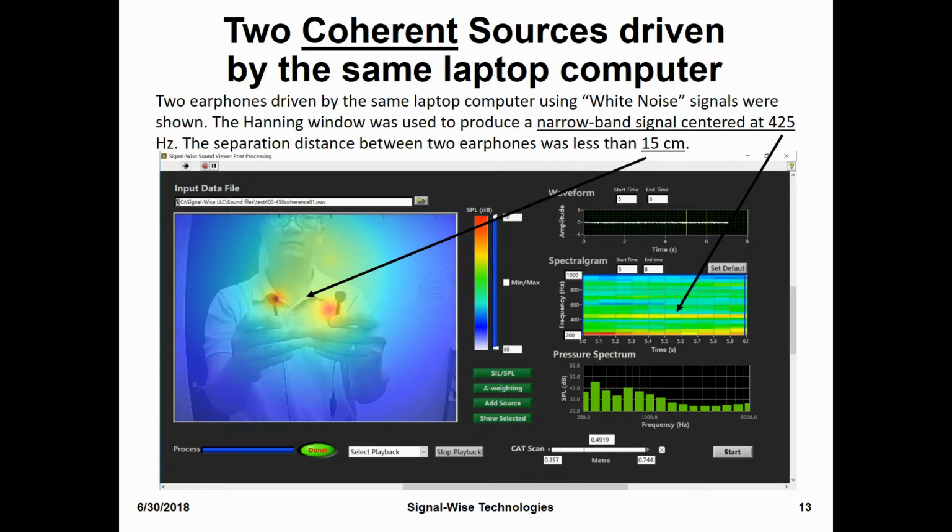In this case, two earphones were connected to the same laptop computer producing a narrowband sound, which was obtained by applying the Hanning window to the white noise signal downloaded from the internet and centered at 425 Hz. The separation distance between these two earphones was less than 15 cm. Results show once again, SoundViewer together with CAT scan can identify these two coherent sources.